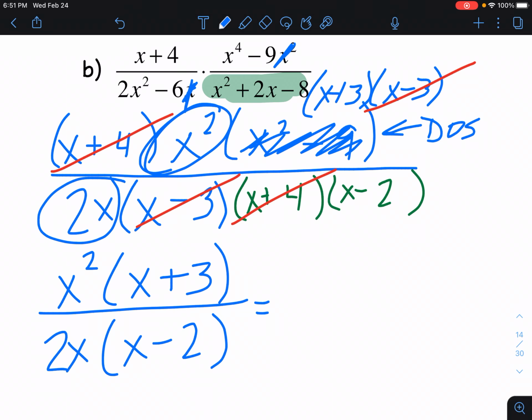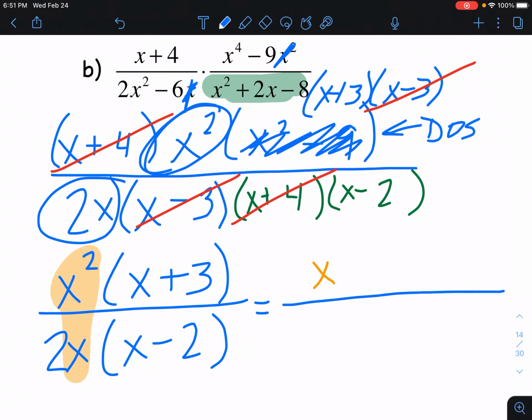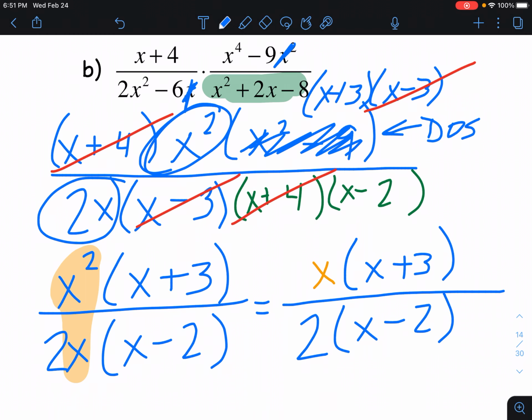Okay, believe it or not, we actually can go further here. I notice I did not reduce the monomials yet, so I want to work on that now. Let me draw your attention right here. These guys can reduce. Monomials reduce with monomials. So what is x squared divided by x? That would be x on the top. And then bring everything else over. Bring over that 2. Bring over the x plus 3. And bring over the x minus 2. And then that's done.